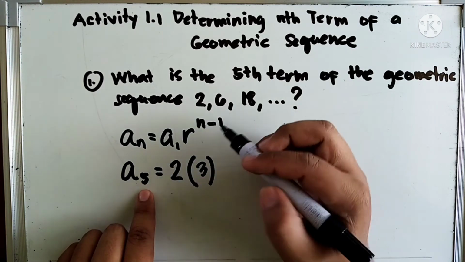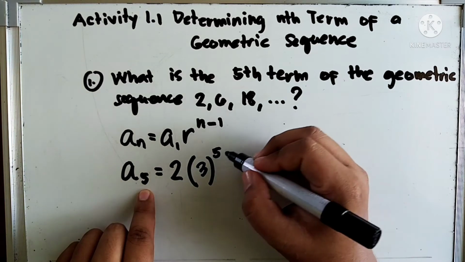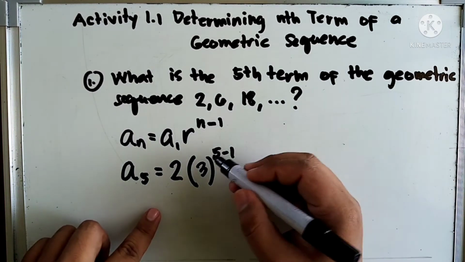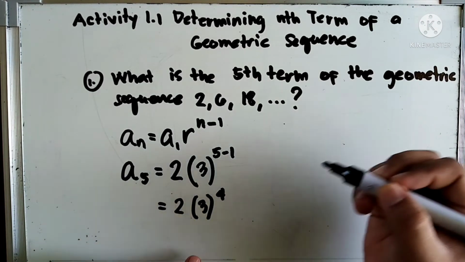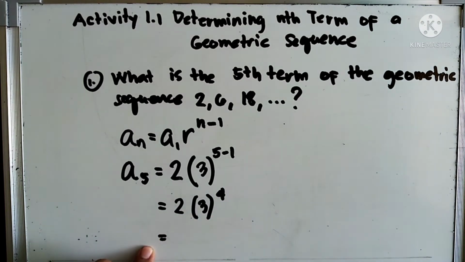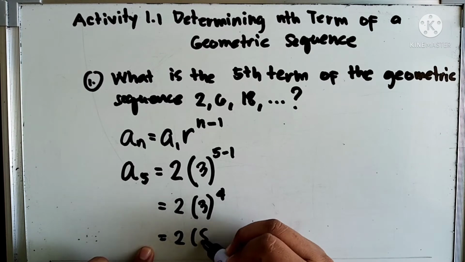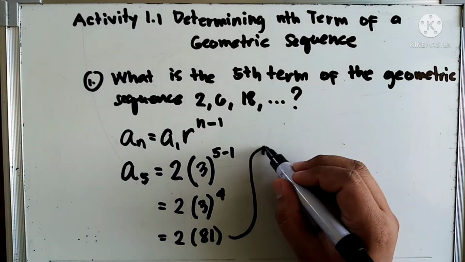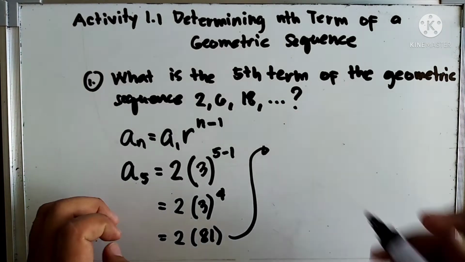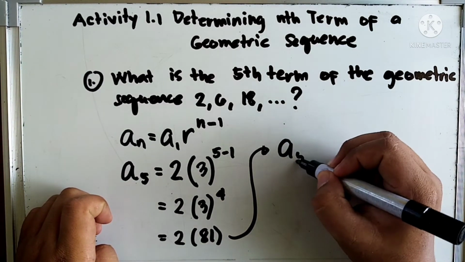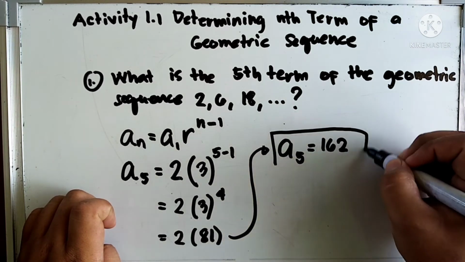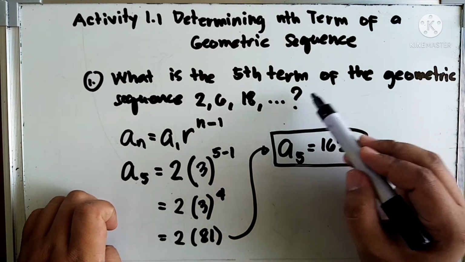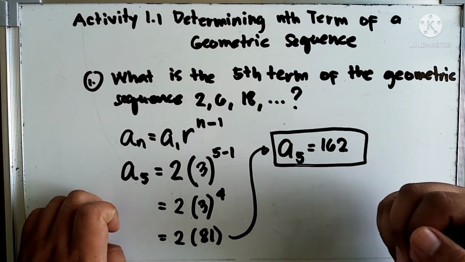So since our n is 5, that means here, meron tayong 5 minus 1. So 5 minus 1 is 4. That means we have 2 times 3 raised to 4. So what is 3 raised to 4? So 3 raised to 4 is 81. So that means we have 2 times 81. So 2 times 81 is equal to 162. So that means our a sub 5 equal to 162. So, ibig sabihin, pag tinuloy-tuloy natin to hanggang panglima, yung panglimang term ay 162.